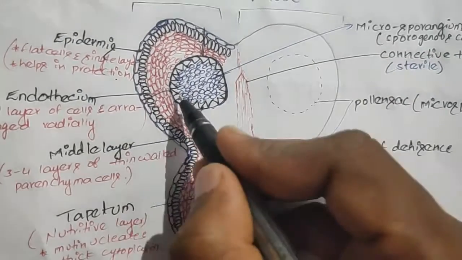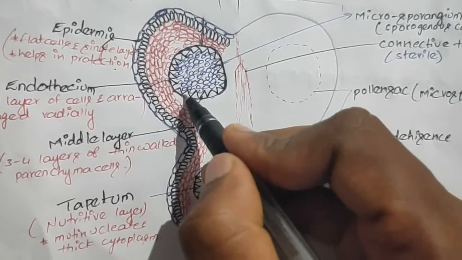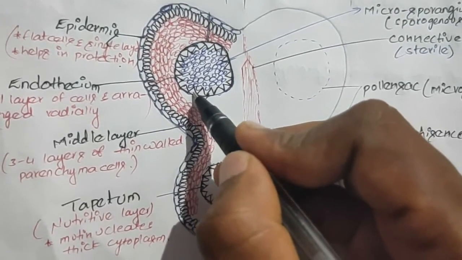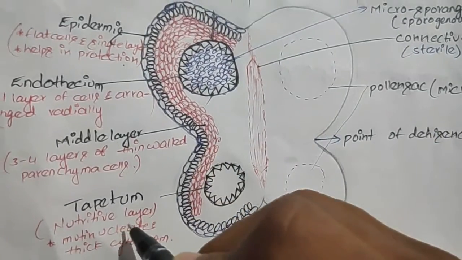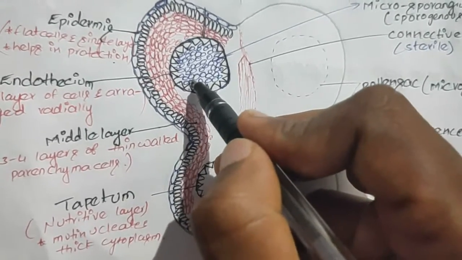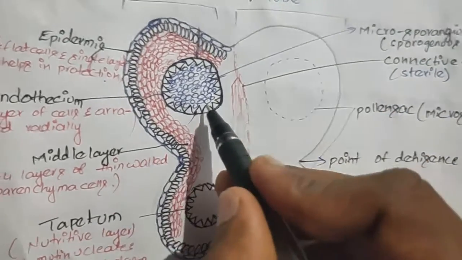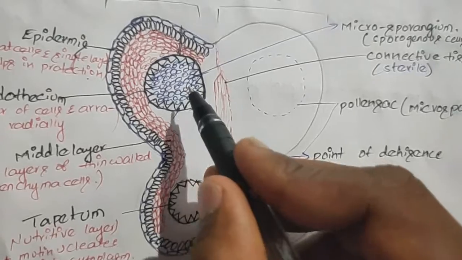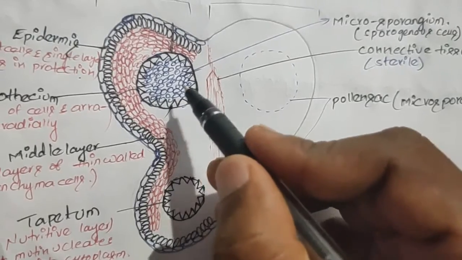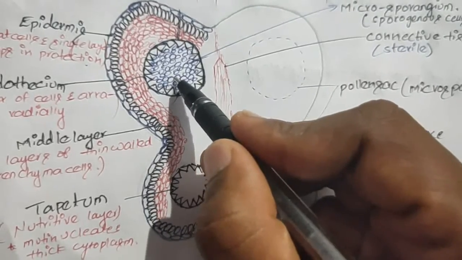And next to the middle layer is the tapetum. These tapetum cells are pyramidal in shape, and are filled with thin cytoplasm and are multinucleated. Many nuclei are present in this tapetum. This tapetum is the nutritive layer, and it gives nourishment to the pollen sac. Inside these pollen sacs are many tightly packed cells known as the sporogenous cells or microsporangium. Later, these sporogenous cells become the pollen grains, the male gametophytes. The tapetum, which is the nutritive layer, gives nourishment to these sporogenous cells.